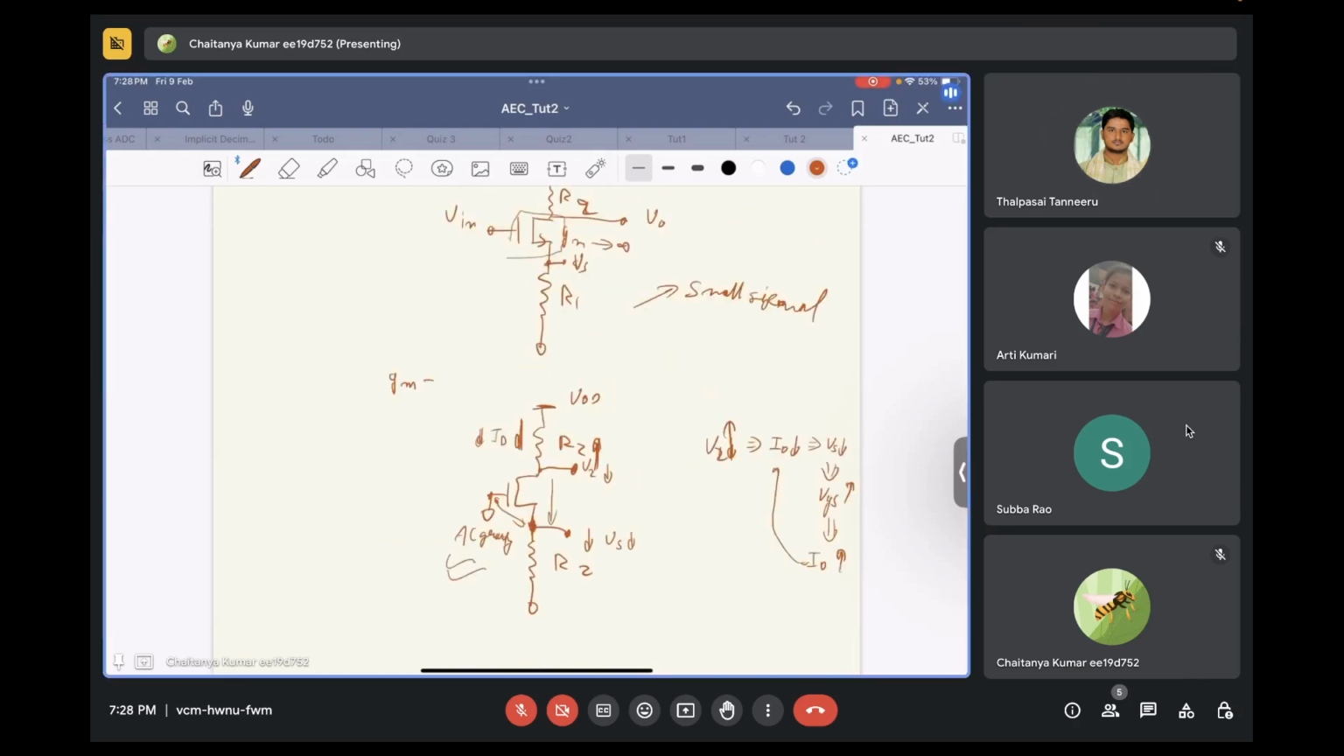If GM is infinity, what will happen to VGS? Yes, VGS is also infinity, sir. No, no, no. That's what we proved, that this circuit is in negative feedback. Actually, Vin should be 0. No, it's not zero. Vin is some voltage. You have applied it. If GM is infinity, what should be the VGS?